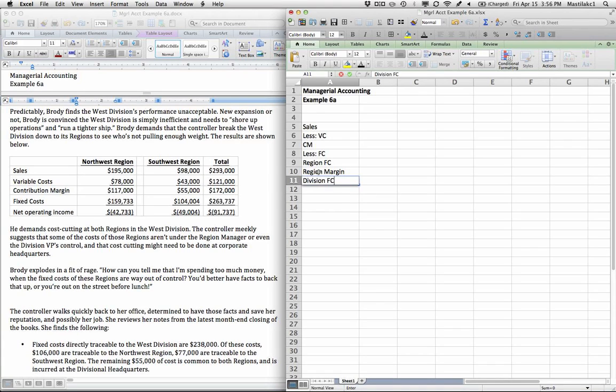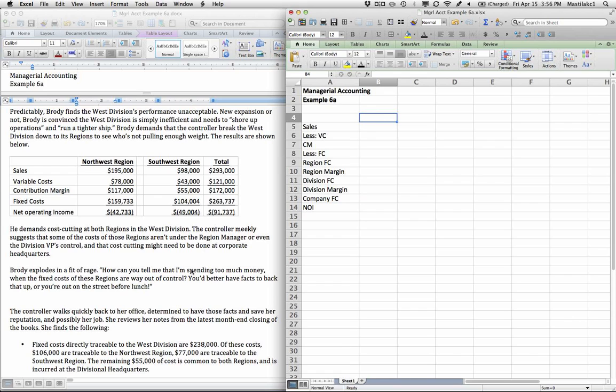We can go up one level, and we can see all the fixed costs that are directly traceable to a division, and then that gives us the divisional margin. And then after that, we can have the company level fixed costs, and we would have the company margin or the NOI at the company level. So that's what we're going to do.